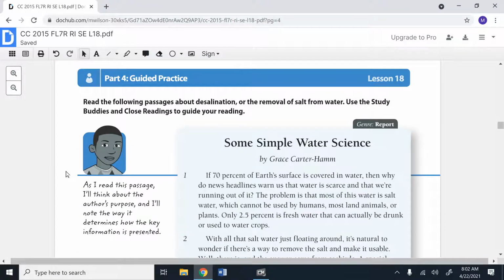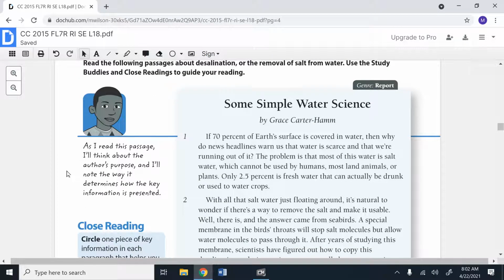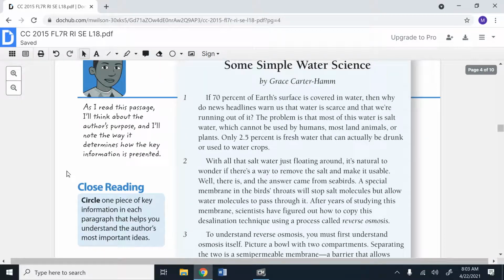It says, read the following passages about desalination, or the removal of salt from water. Use the study buddies and closed readings to guide your reading. So some simple water science. If 70% of Earth's surface is covered in water, then why do news headlines warn us that water is scarce and that we're running out of it? The problem is that most of this water is salt water, which cannot be used by humans, most land animals, or plants. Only 2.5% is fresh water that can actually be drunk or used to water crops. With all that salt water just floating around, it's natural to wonder if there's a way to remove the salt and make it usable.